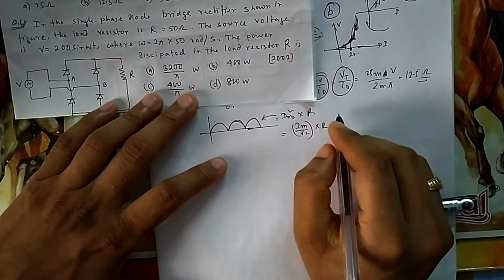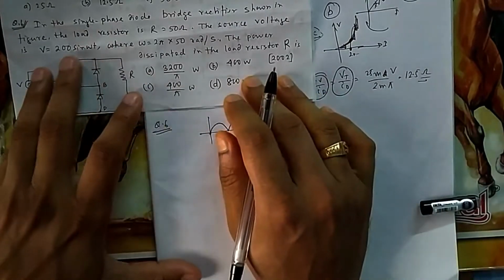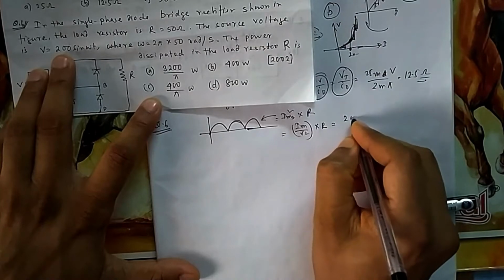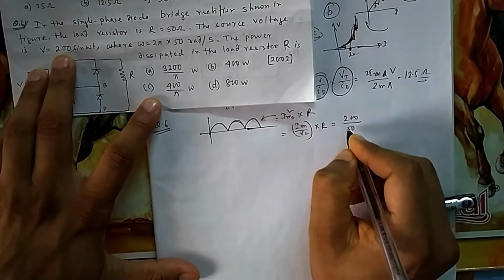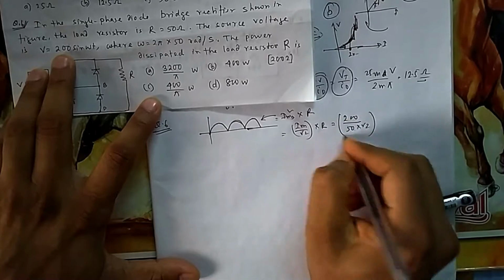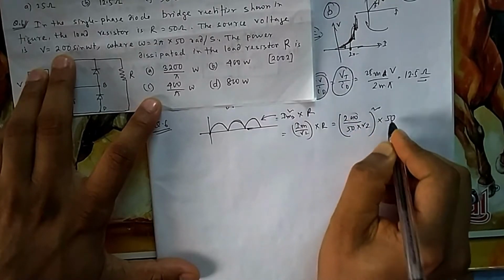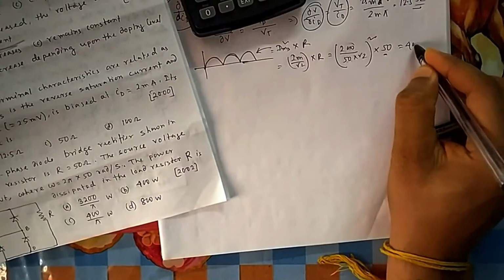R is given as 50 and Im you can calculate. Vm is 200, so Vm by R will be Im. So 200 divided by R, which is 50, and root 2. This is Vm by R, Im by root 2, into the square, into 50. You can solve it, and you will find the answer is equal to 400 watt.